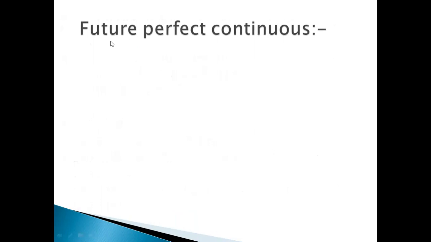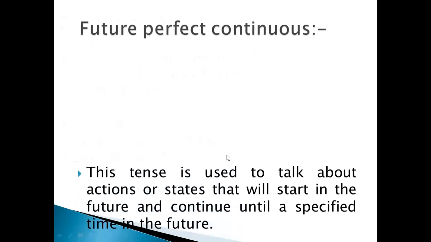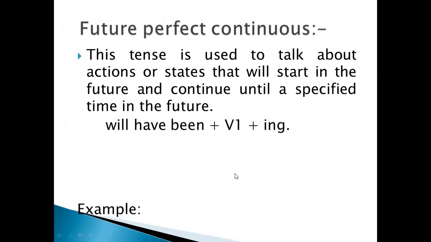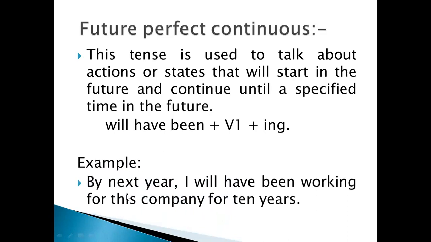And the last one is future perfect continuous tense. This tense is used to talk about actions or states that will start in the future and continue until a specified time in the future. It uses will have been plus V1 plus ing form of the verb. Example: by next year, I will have been working for this company for 10 years.